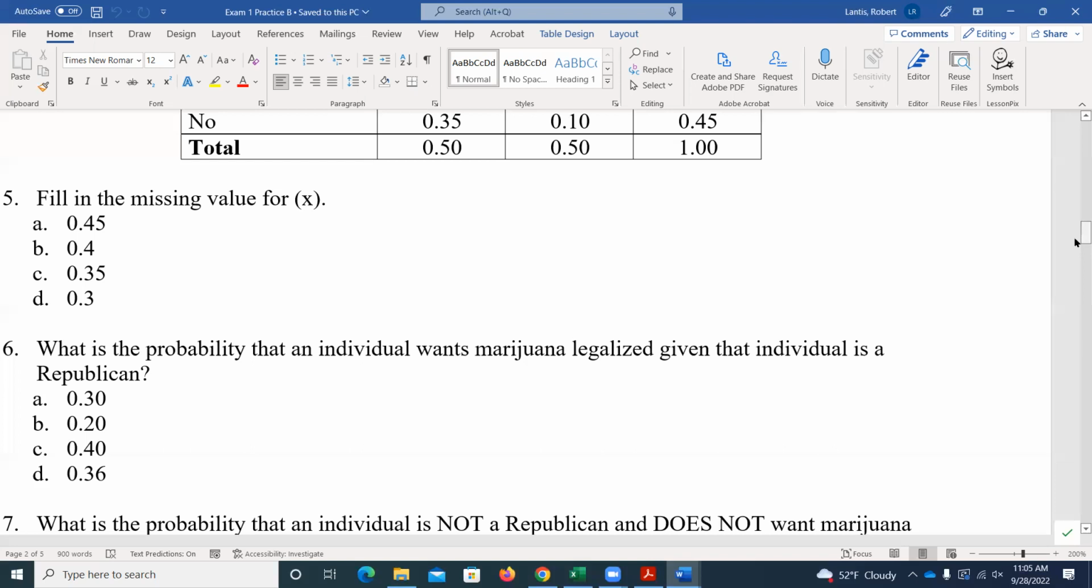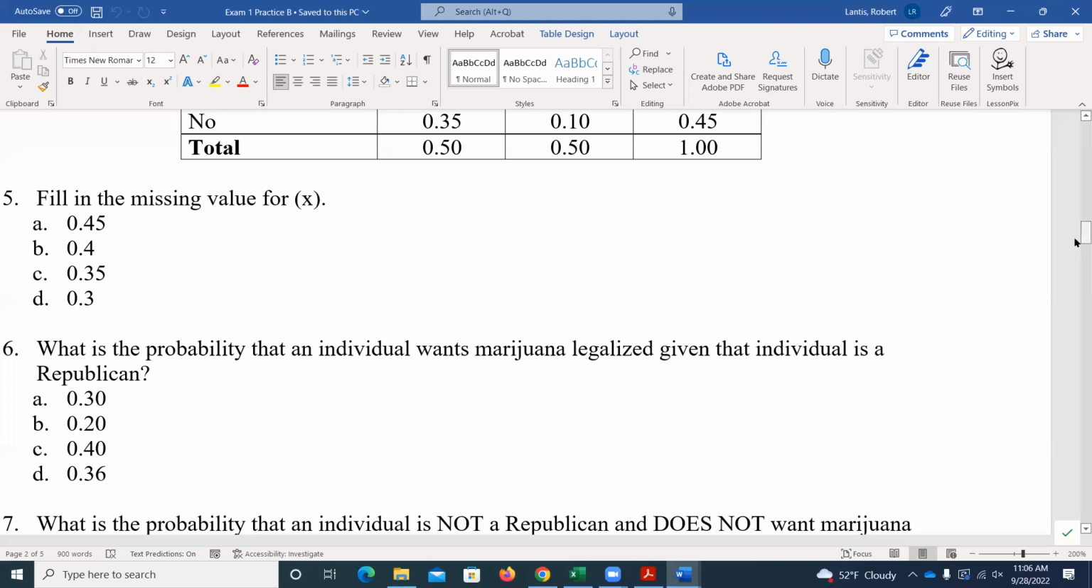Number 6: what's the probability an individual wants marijuana legalized given that they are Republican? Here's something we can't directly get from the table. Anytime you see this word given, what should you be thinking about? Yes, the straight line. We're thinking about conditional probabilities. With the story problems in Connect, sometimes it's a little more difficult and we've really got to think harder.